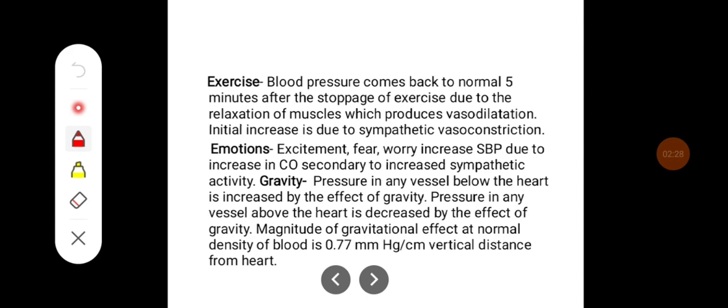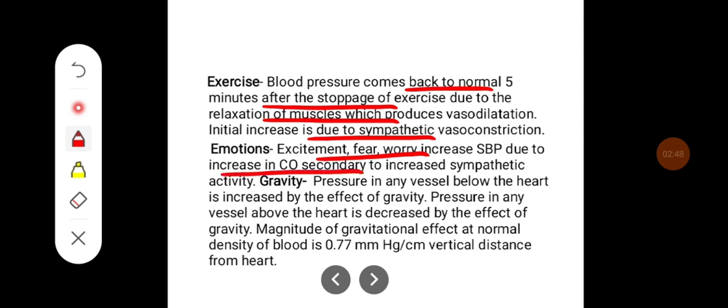The blood pressure comes back to normal 5 minutes after the stoppage of exercise due to the relaxation of muscles, which produces vasodilatation. The initial increase is due to the sympathetic vasoconstriction. Excitement, fear, worry increase systolic blood pressure due to an increase in cardiac output secondary to increased sympathetic activity. Gravity also plays an important role.